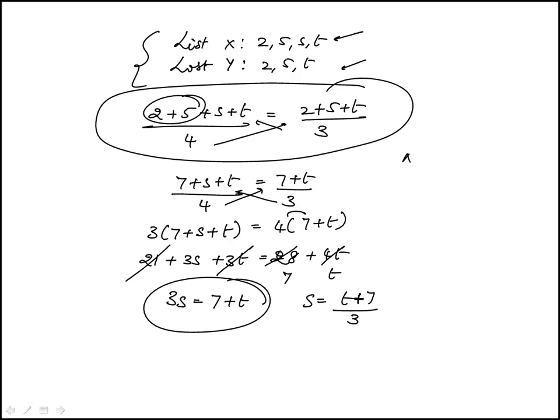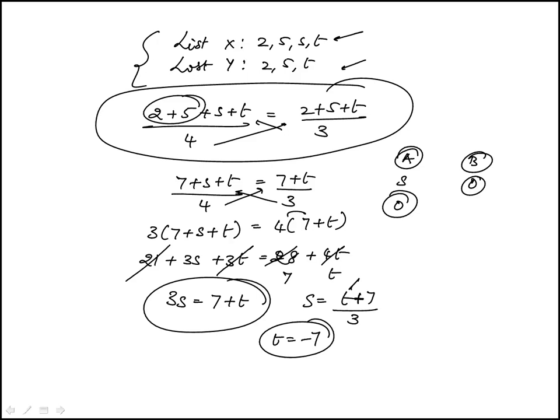So here, quantity A is S, quantity B is 0. Depending on what I choose for T, for example, if T is minus 7, in that case S would be 0. And if I choose, say, T to be 2, then S would be 3, because this would be 9 over 3. So it could be equal and then different here, so I don't have enough information.